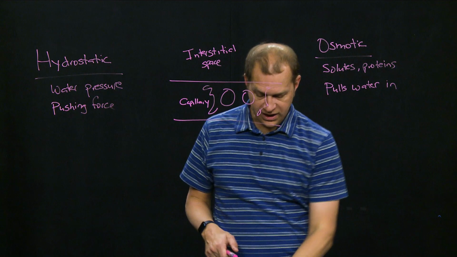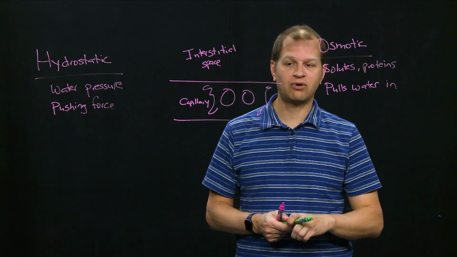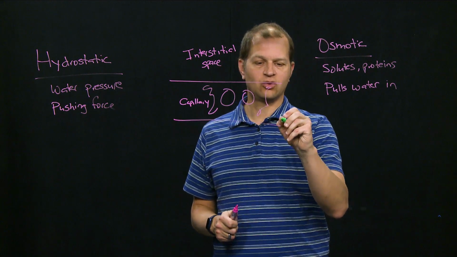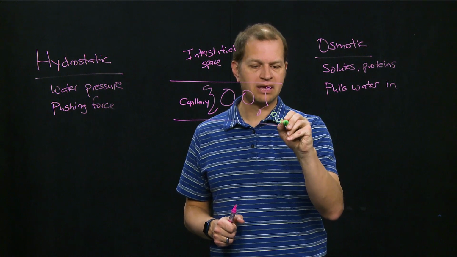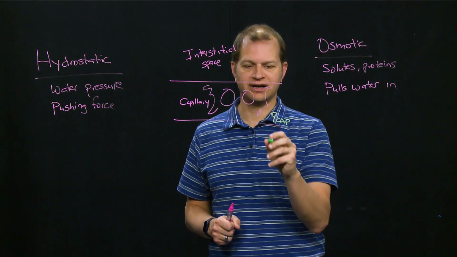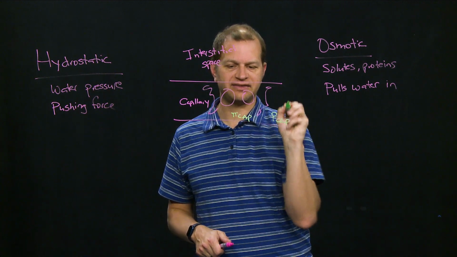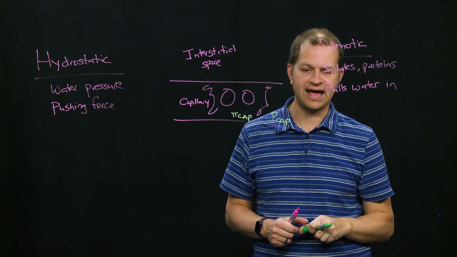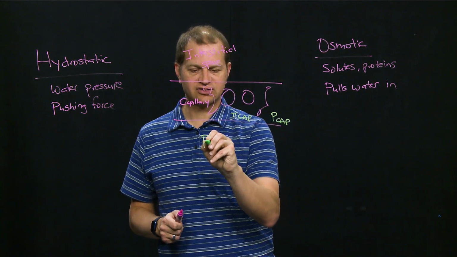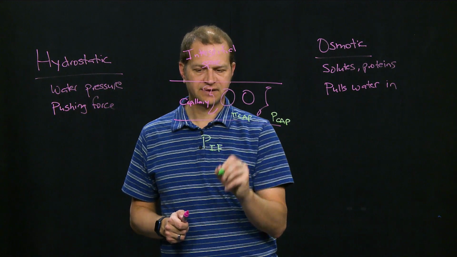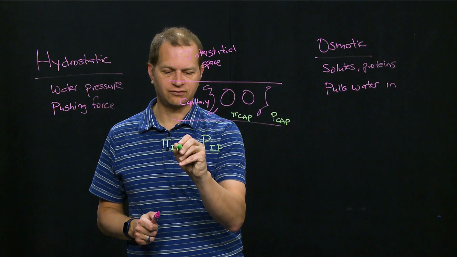All right, now with these pressures, we actually have four pressures that we're going to talk about. We've got hydrostatic pressure, and we're going to call it big P cap. So it's hydrostatic pressure in the capillary. Then we've got osmotic pressure in the capillary, so we represent that with the Greek letter pi. And then in the interstitial space, we've got hydrostatic pressure of the interstitial fluid. And then we've also got osmotic pressure in the interstitial fluid.